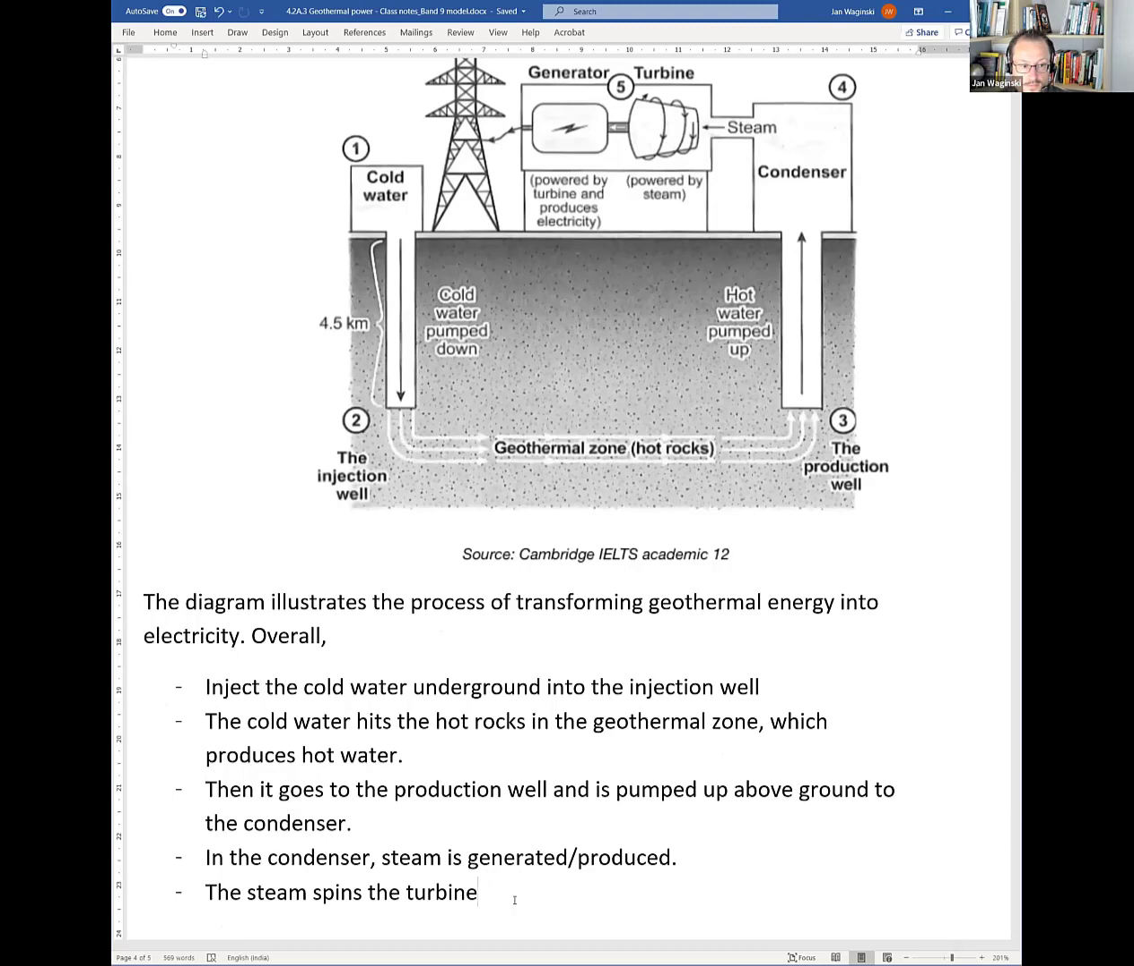We can say the steam spins the turbine, heat, and turn on a generator to produce electricity. Okay, we just need a better verb. Turbine powers the generator. Turbine powers is a good one. Generator and produces electricity. So you can't say and produces electricity. You need to paraphrase that.